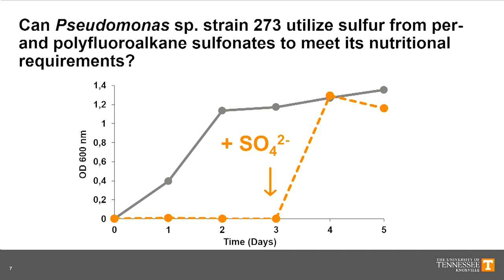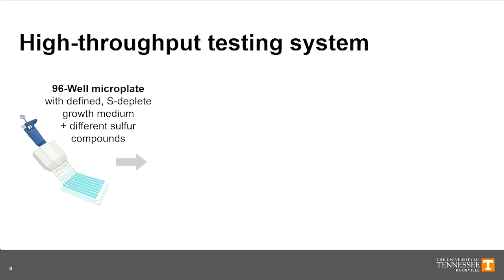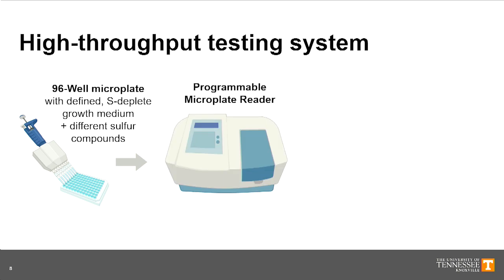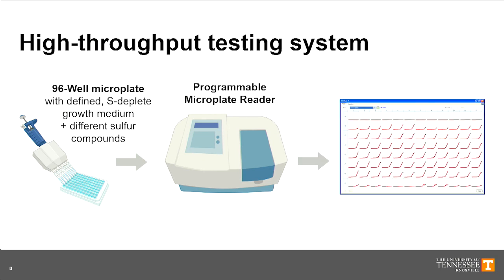And to do this in a more efficient way, we developed a high throughput testing system where essentially in the wells of this 96-well plate, we have small sulfur-starved cultures of strain 273, and we're able to test multiple different PFAS at the same time. And then we stick them in a plate reader, which is basically an incubator, for a few hours. And then after incubation, we're left with a series of growth curves.